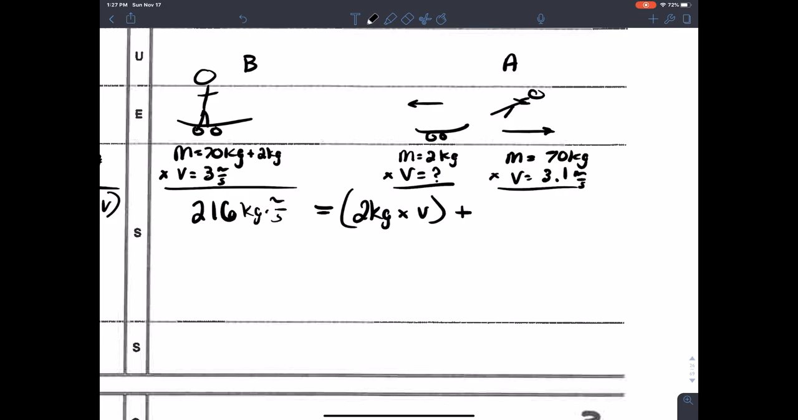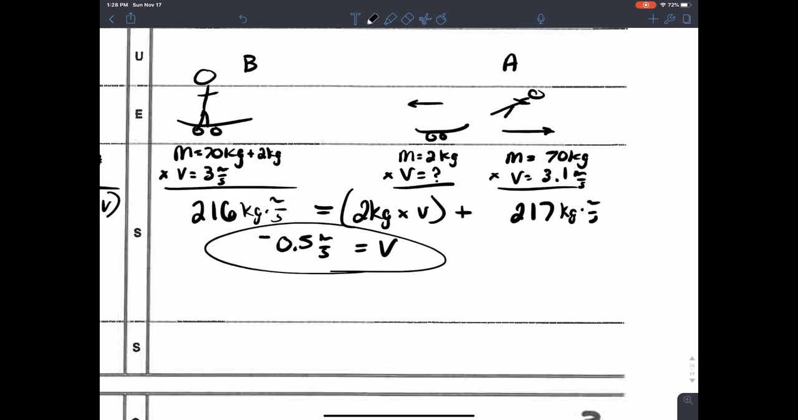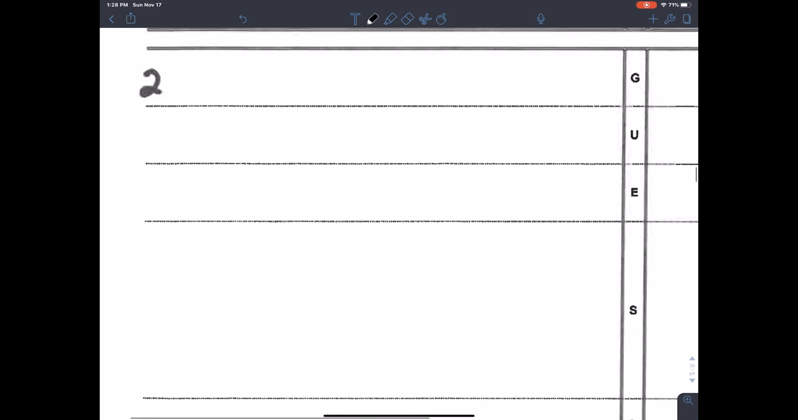So we go 70 times 3.1, which gets you 217 kilogram meters per second. So if we subtract the 217 from the 216, you've got negative 1, divided by 2. The velocity of the skateboard would be 0.5 meters per second, but since it's going to the left, even in the problem, we should get a negative answer, meaning that it's going to the left. That's a direction.